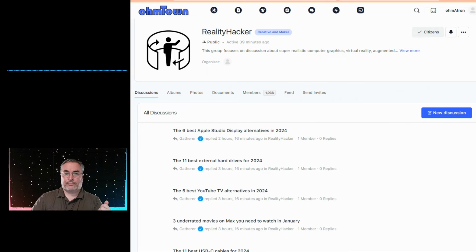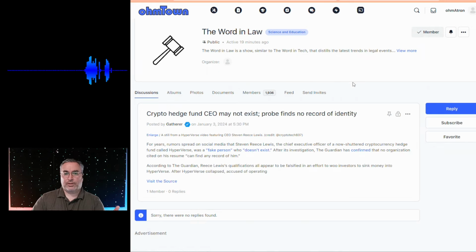So let's get going. The very first article that we're going to talk about here is in the Word and Law. The reason why I chose this is because there's no record of the identity for a person who was running a crypto hedge fund. The title of this article is actually Crypto Hedge Fund CEO May Not Exist. Probe finds no record of identity.